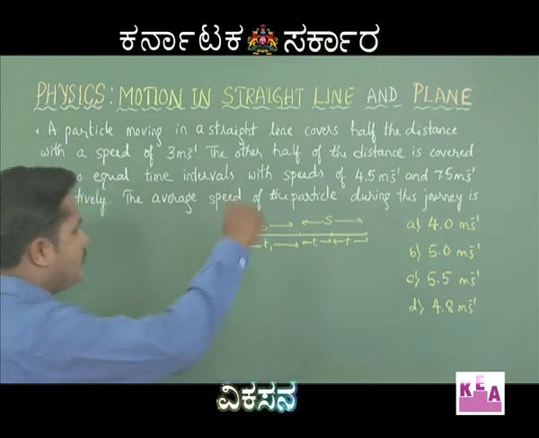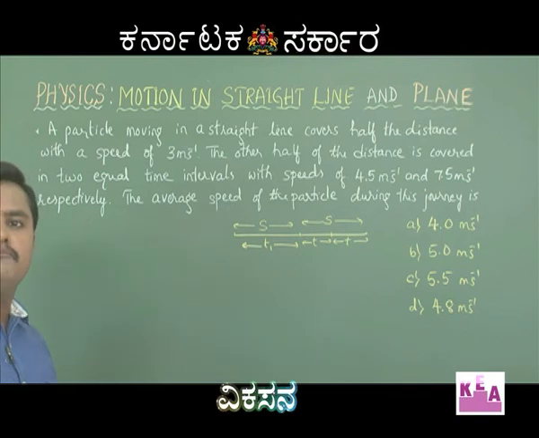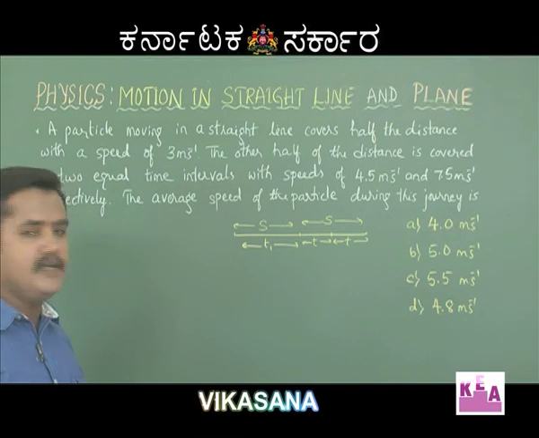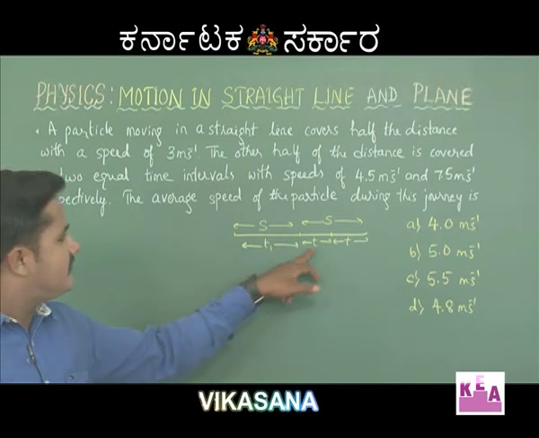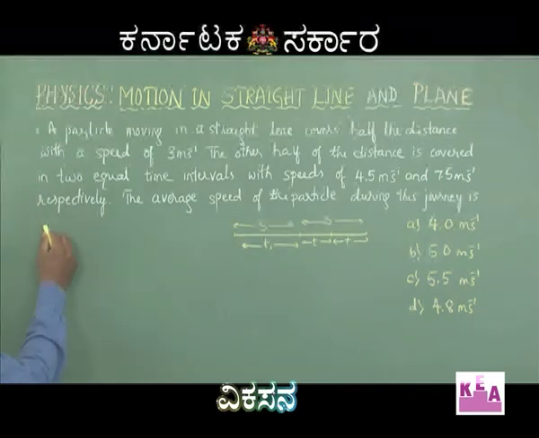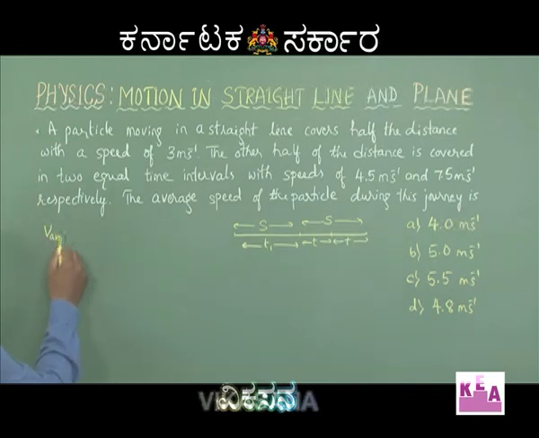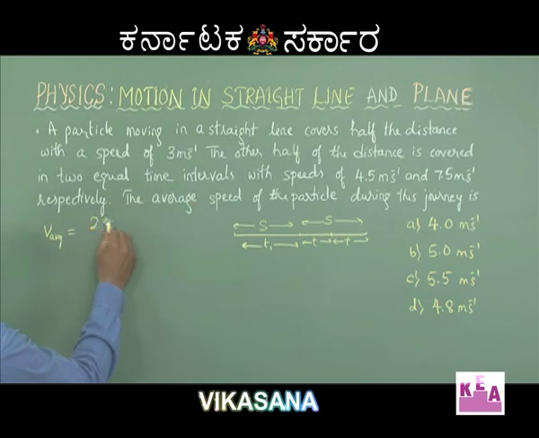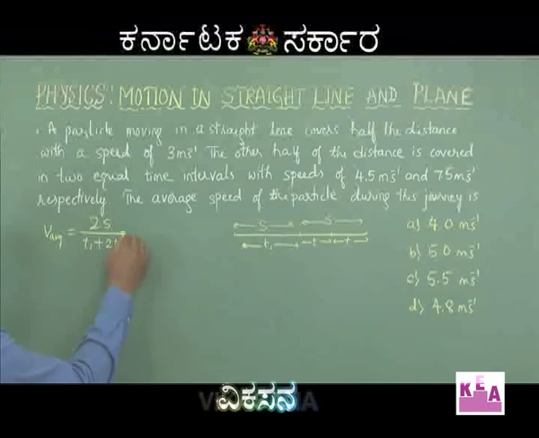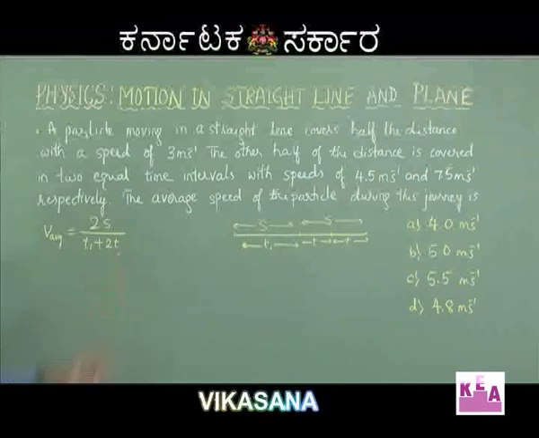Now, what is your definition of average speed? It is total distance by total time taken. Total distance is 2s divided by total time taken, t1 plus t plus t, t1 plus 2t. I'll write the formula. Average speed is total distance 2s divided by total time t1 plus 2t. The ultimate idea is to find out t1 and t in terms of s, and that will be the end of the problem. How do I express t1 in terms of s?